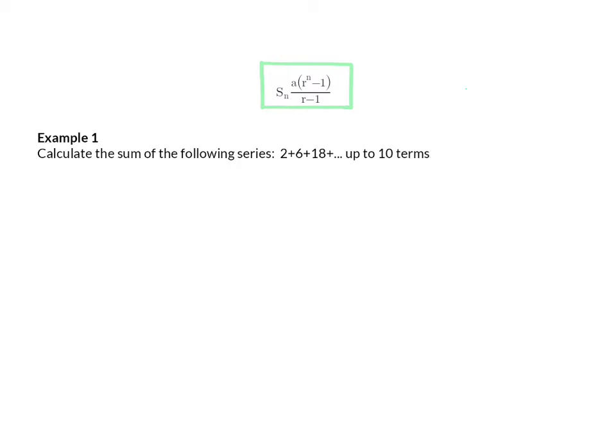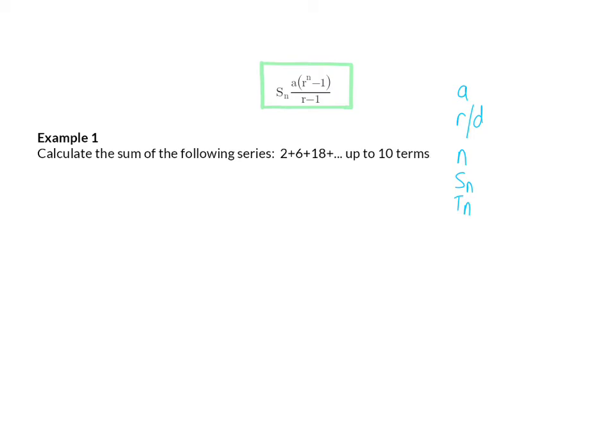So you'll always have A, our first term. Then you'll have, in this case, R, but also D if it's an arithmetic series. N for the number of terms, and then Sn or Tn depending on what you are calculating. So there will be 4 variables, 3 will be given in some way, and you need to calculate the 4th. So let's have a look at example 1.